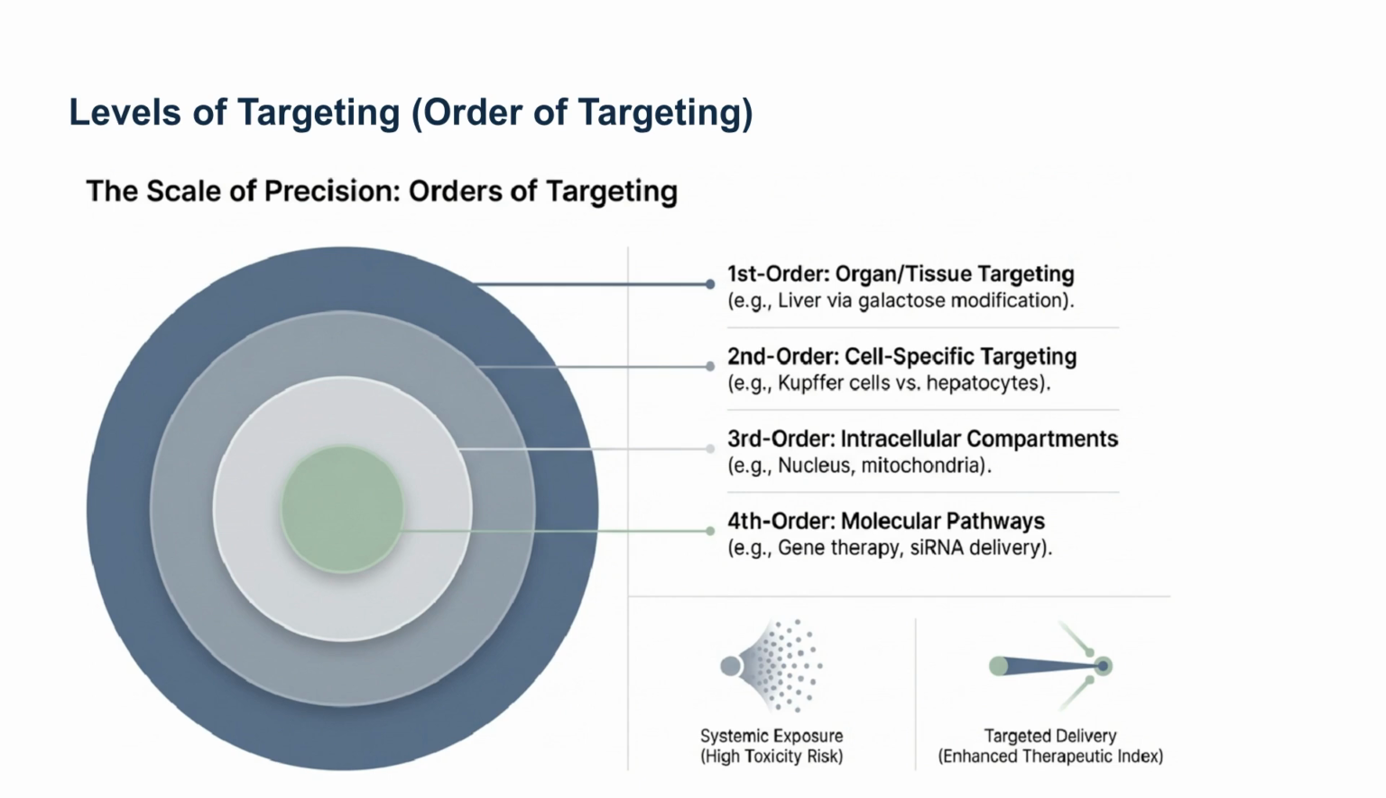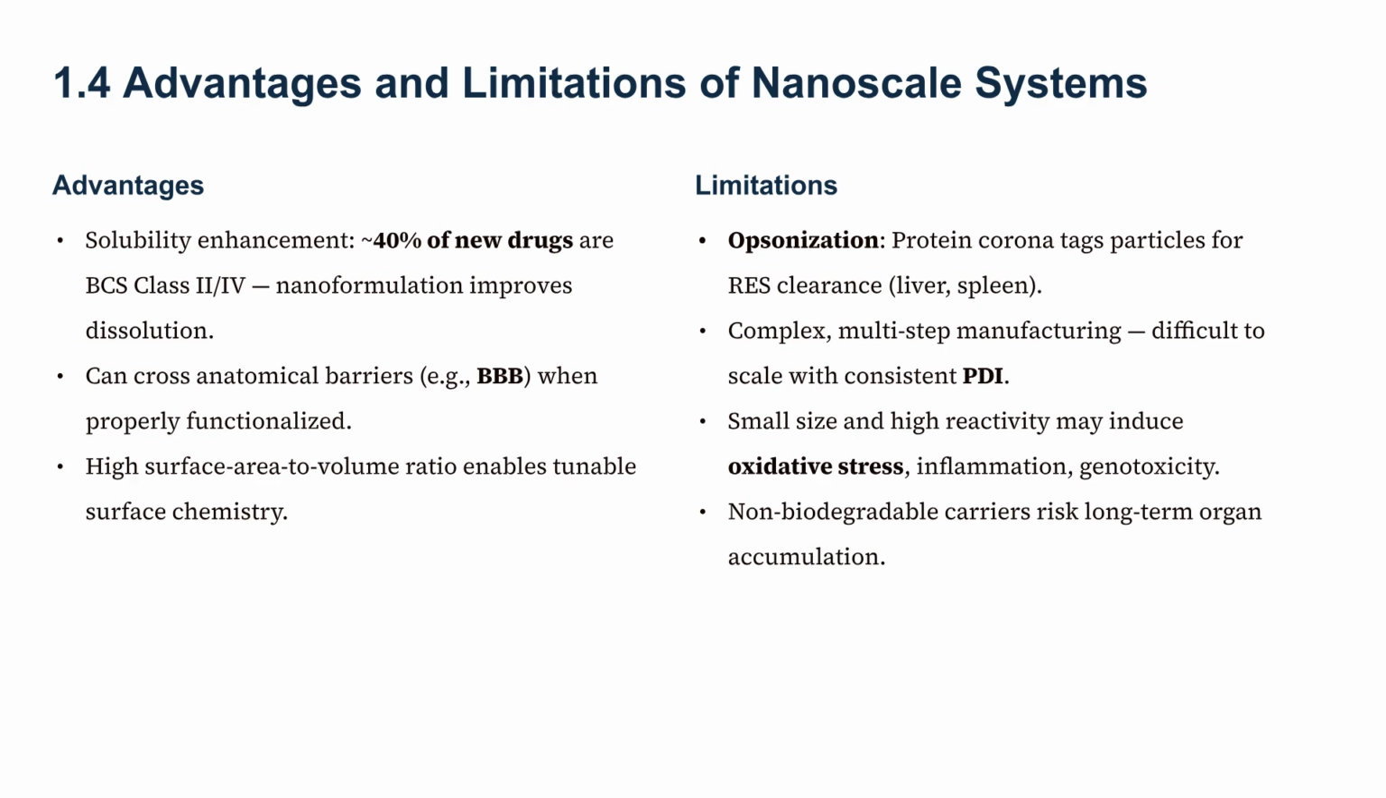First-order targeting directs drug delivery to a specific organ or tissue, like liver targeting. Second-order targeting focuses on specific cell types within that tissue, such as targeting tumor cells. Third-order targeting aims for intracellular compartments like the mitochondria or nucleus. Nanoscale drug delivery systems offer incredible advantages, such as improving the solubility of poorly dissolving drugs and crossing tough anatomical walls like the blood-brain barrier. However, they also come with significant limitations.